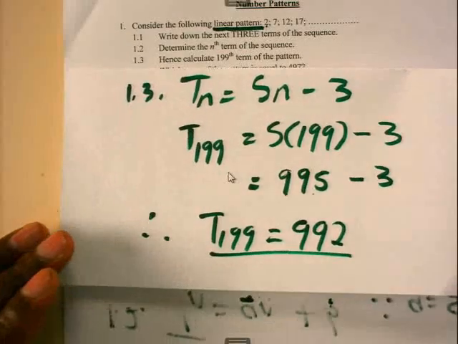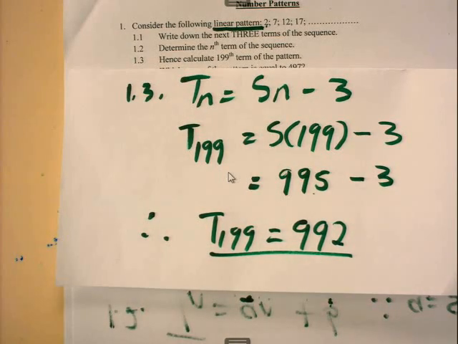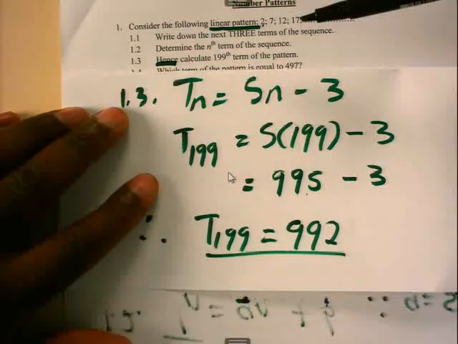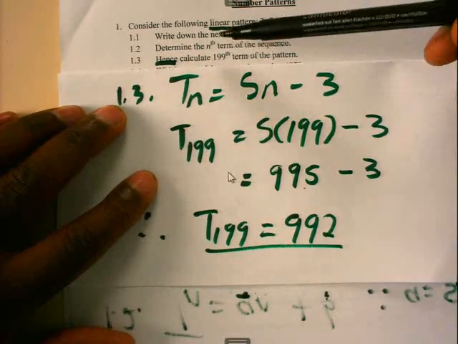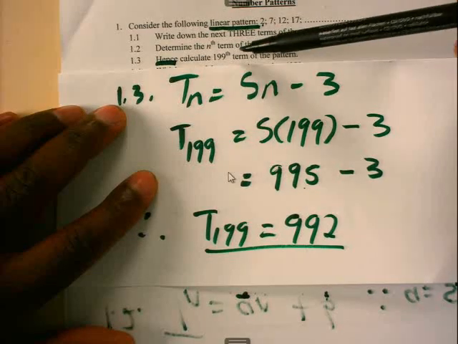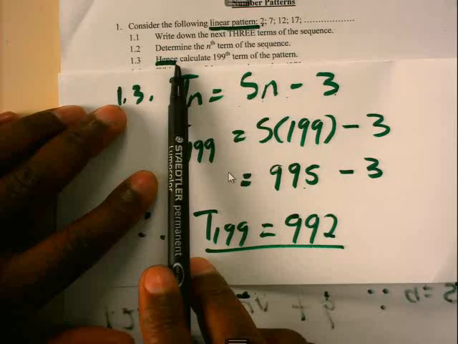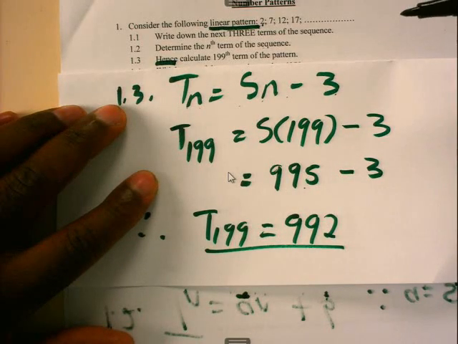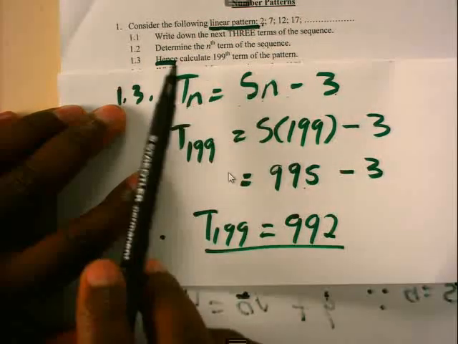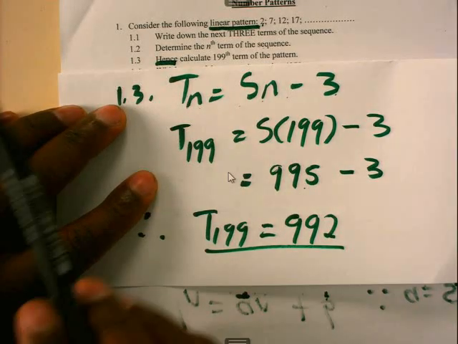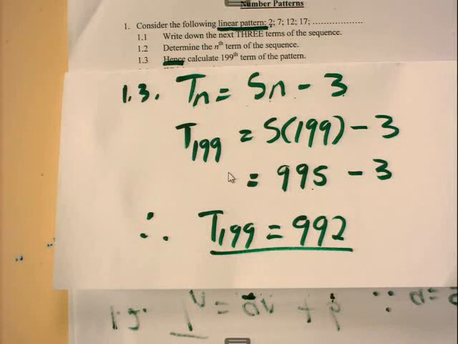Because in 1.3, the question states calculate the 199th term of the pattern. And the word hence, maybe I should explain the word hence. The word hence indicates that you use the above solution to solve this one. In 1.2, determine the nth term of the sequence. The nth term of the sequence was Tn is equal to 5n minus 3. The word hence means from the above solution, solve this one. Hence, we used the solution that we got in 1.2 to solve 1.3. I hope we're still going on well. We are happy with 1.3.